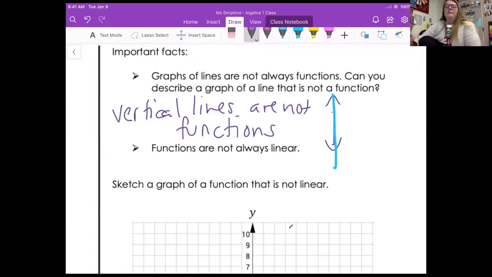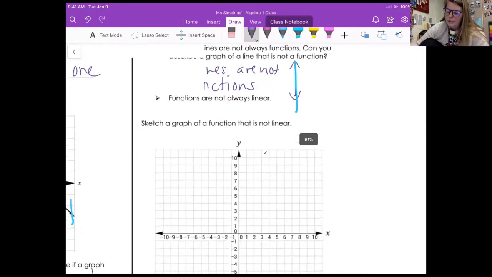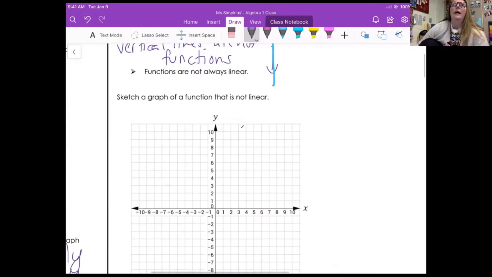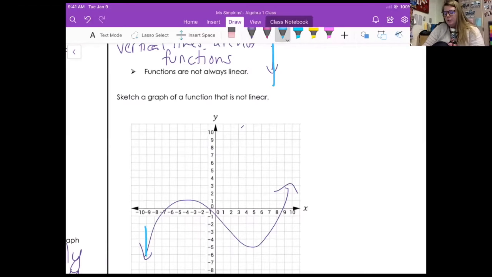Also, functions don't have to be straight lines. Here is a line. Well, I'm not going to call it a line. Lines are straight. So when you say a line, you need to be talking about something that's a straight line. A curve, this is also a function. It's not a line, but it is a function, because if I take my highlighter, and I want you to do this, you can draw a bunch of vertical lines and it's not going to touch it in more than one place at a time.